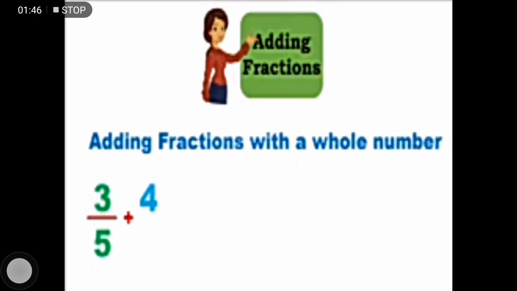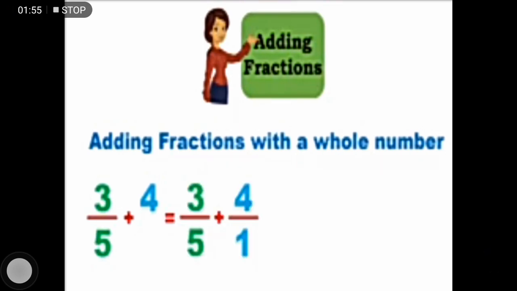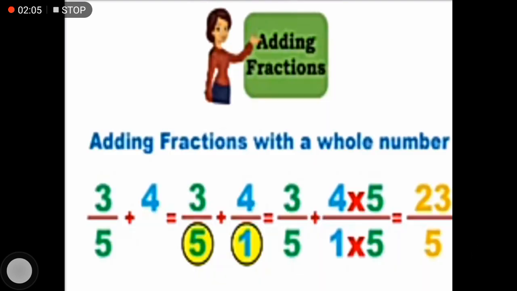Moving on to addition of fractions with a whole number. If we have to add a whole number, how are we going to do it? Now, first of all, the first step will be conversion of the whole number into a fraction by putting 1 in its denominator. If nothing is written in the denominator, it means the denominator is 1.